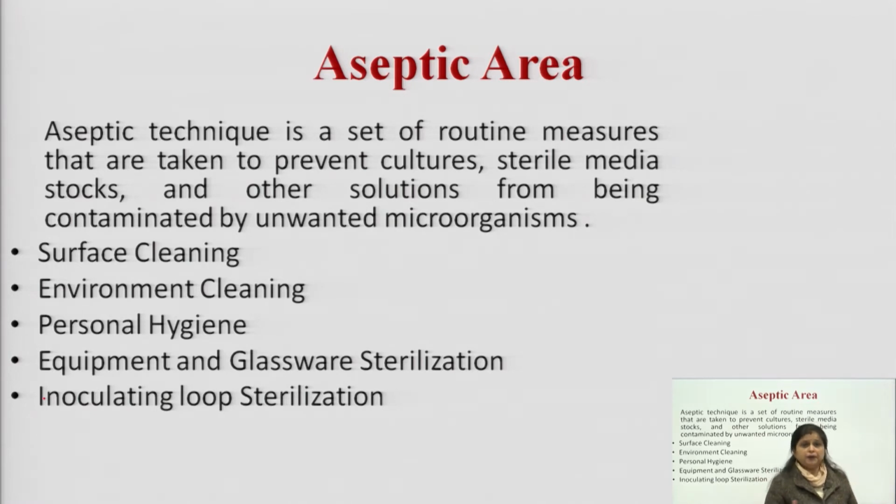You must be knowing the various techniques of sterilization. We can use chemical sterilization, we can go for physical sterilization, we can go for radiation sterilization, even fumigation techniques. The fumigation technique is also used for sterilization purposes. So, an aseptic area is an area that is free from microorganisms, and for making it free we have to sterilize each and everything.